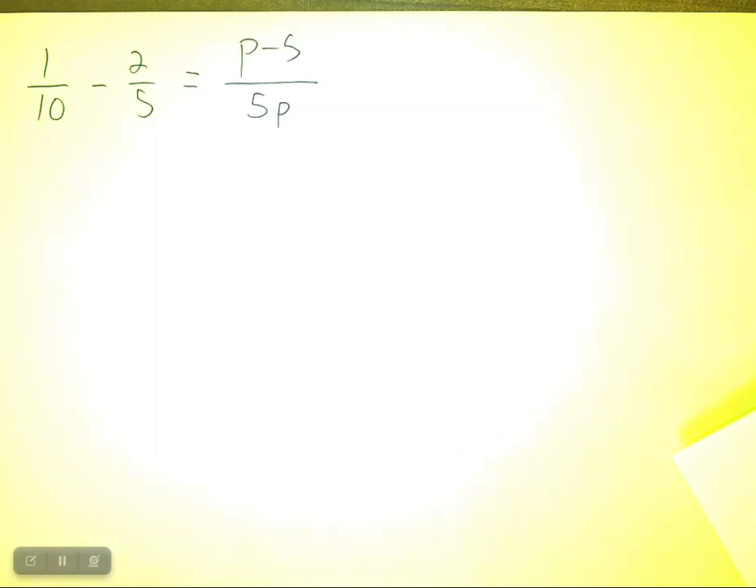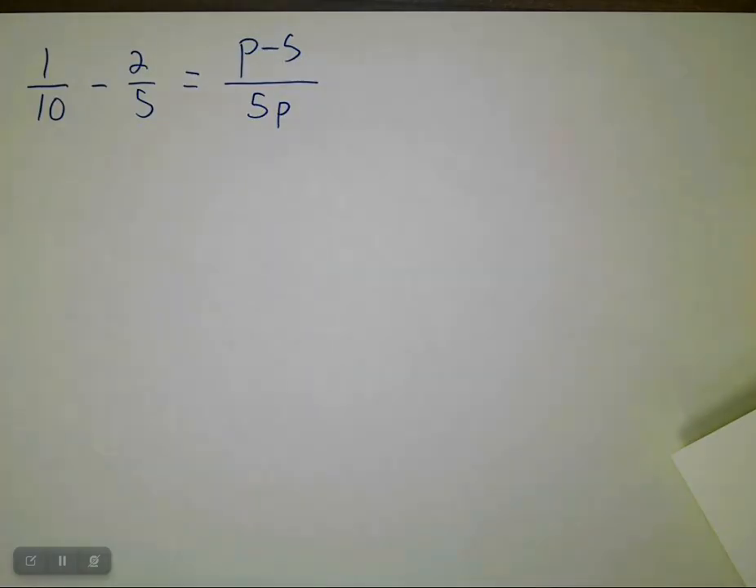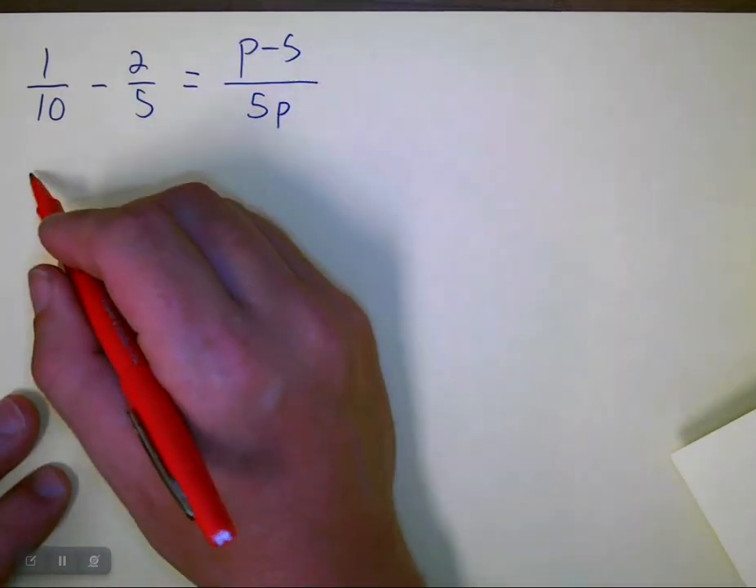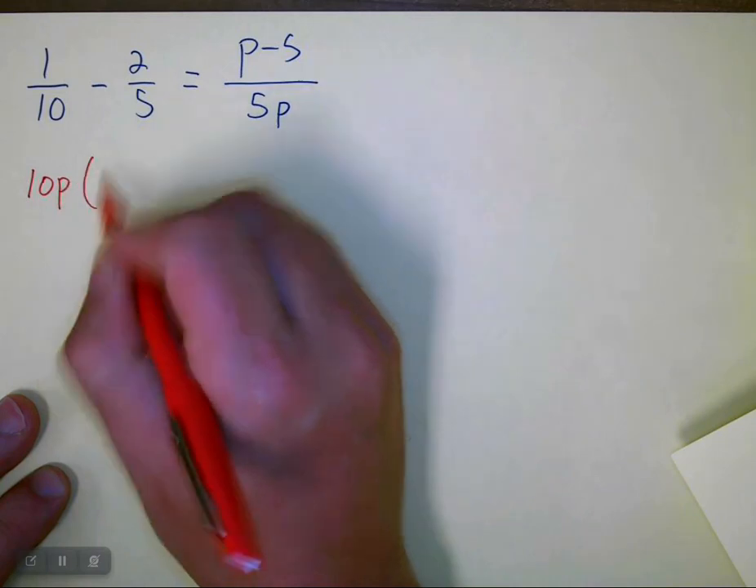Let's move on to another one. Here's a little different one. We don't have a proportion here. So what you want to do is look at all three of your bottom numbers and look for an LCD. What is your LCD here? What is the magic number? Looks like it's 10p. So I'm going to multiply everything by 10p.